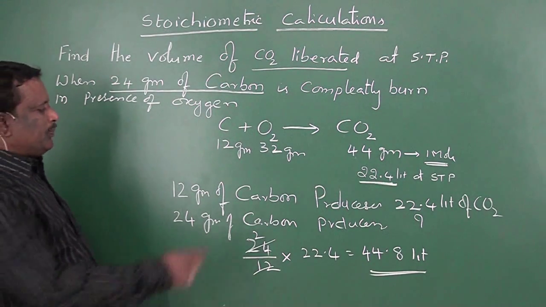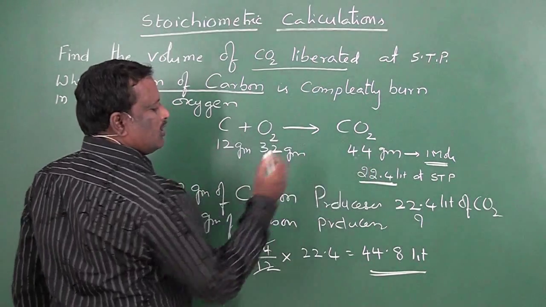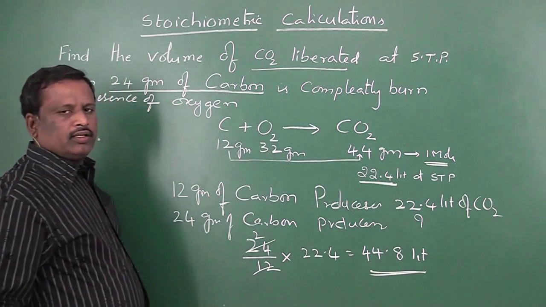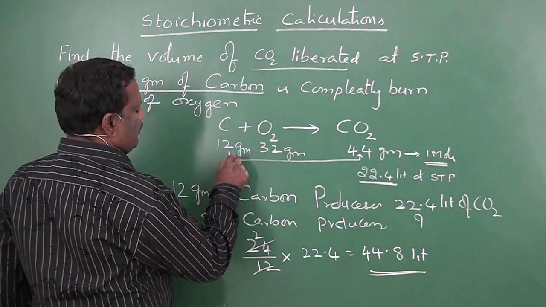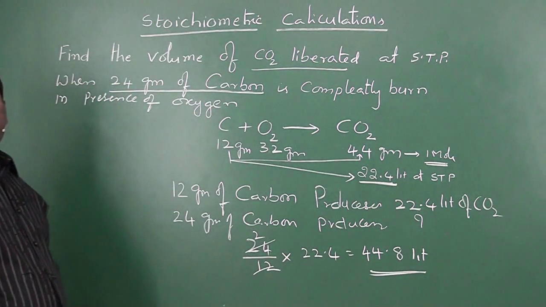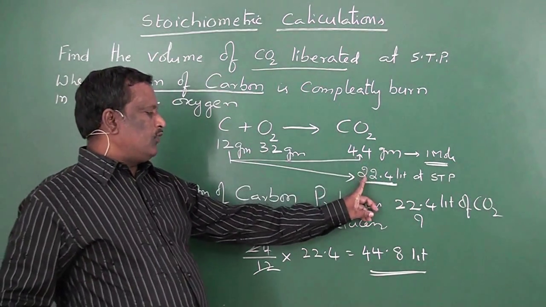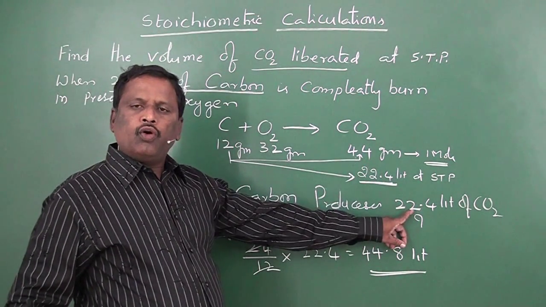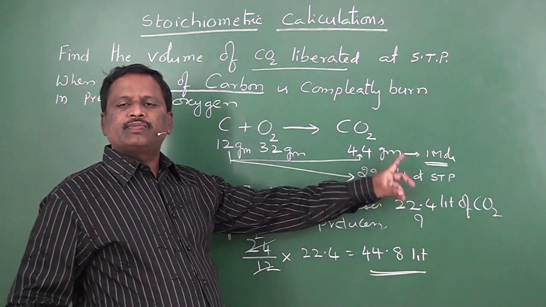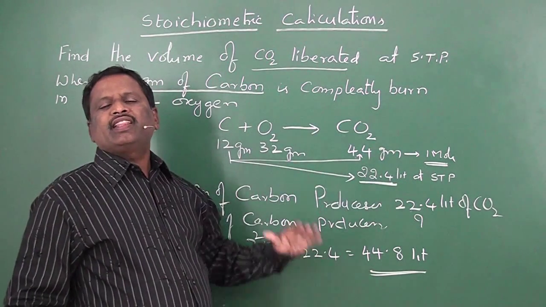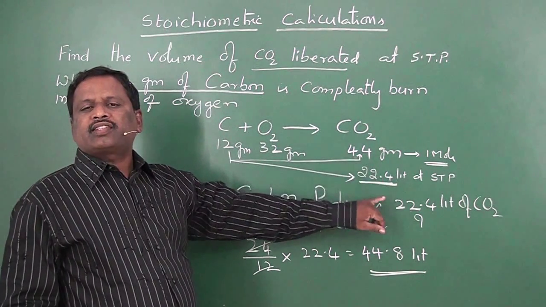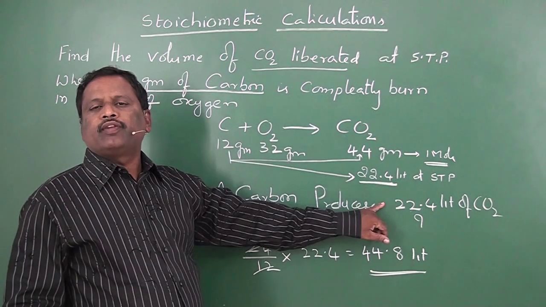Here in the previous problems, mass was asked. So, we compared this mass of carbon with mass of carbon dioxide. Now, in the present problem, they are comparing the mass of carbon with volume of CO2 liberated. That's why here, instead of 44, we have taken 22.4. That is the basic difference between previous problems and this problem. When they ask us the amount, we take 44. Here they are asking the volume, so we are taking 22.4.